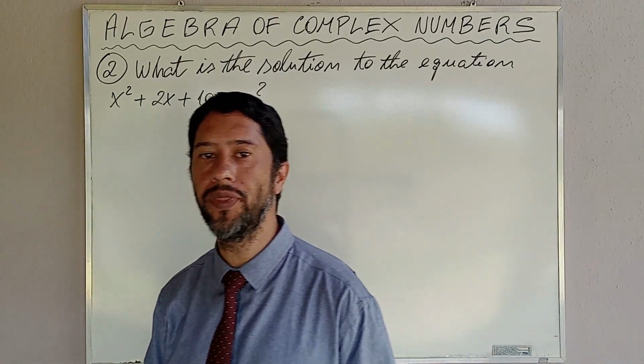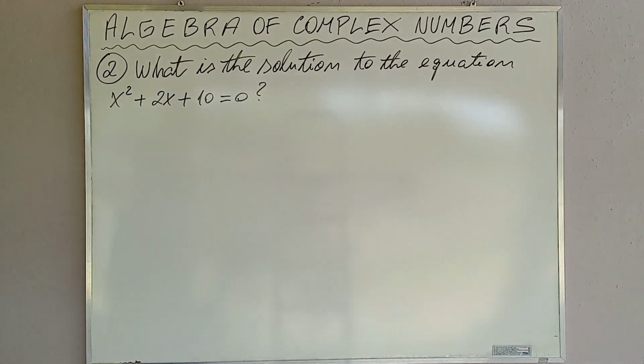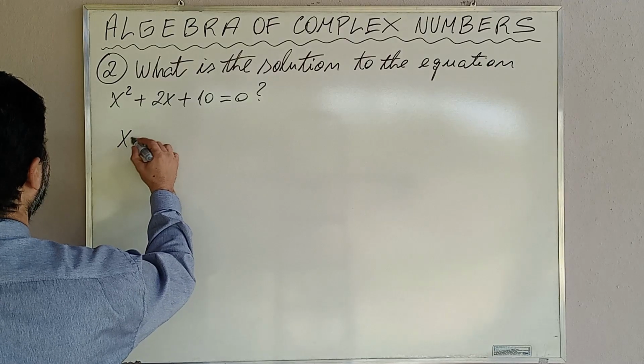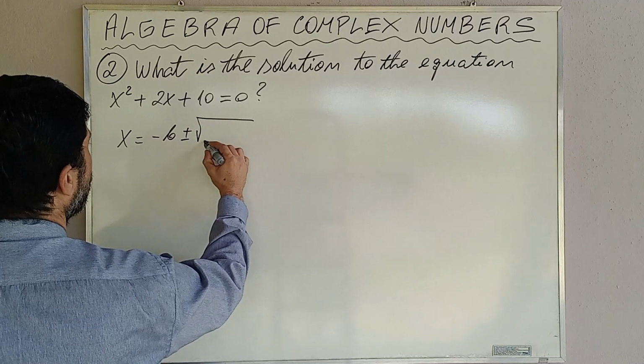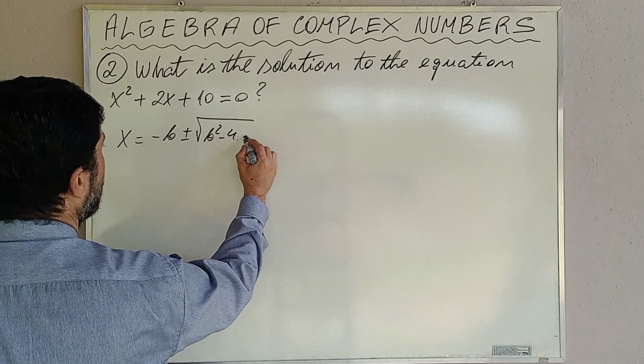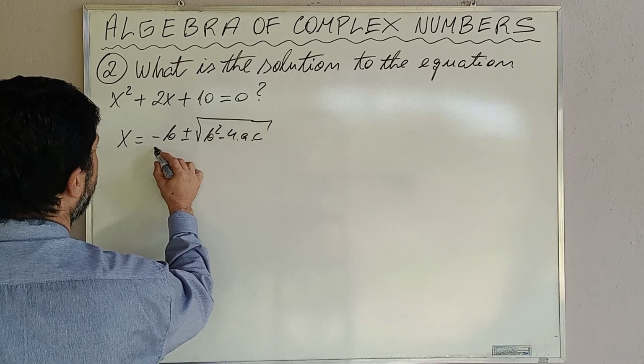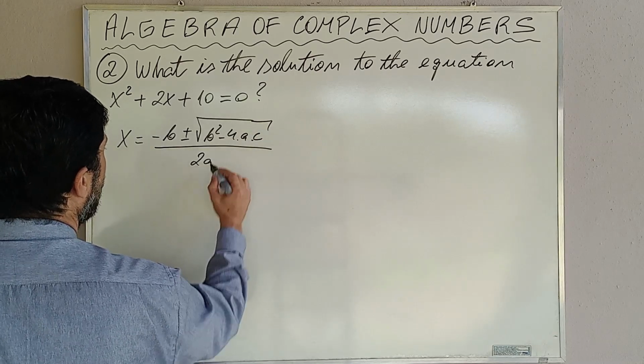Exercise number 2. What is the solution to the equation x squared plus 2x plus 10 equal to 0? This is the question. Let's go to the solution. To find the solution to this equation, we can use the quadratic formula. The quadratic formula is x is equal to negative b plus minus the square root of b squared minus 4 times a times c divided by 2 times a.